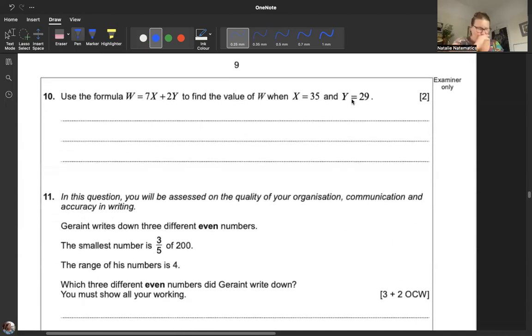All right. Next question is, use the formula W equals 7x plus 2y to find the value when x is 35 and y is 29.